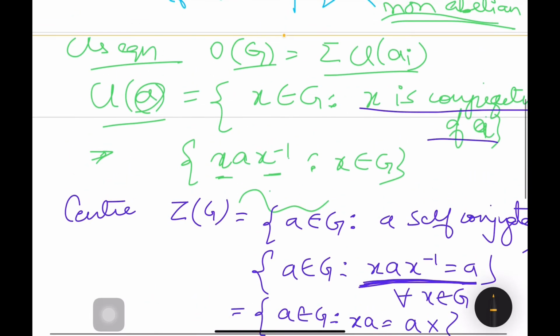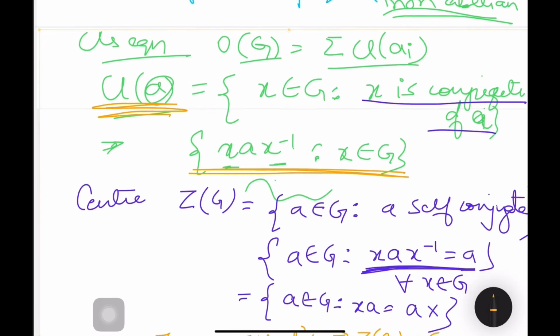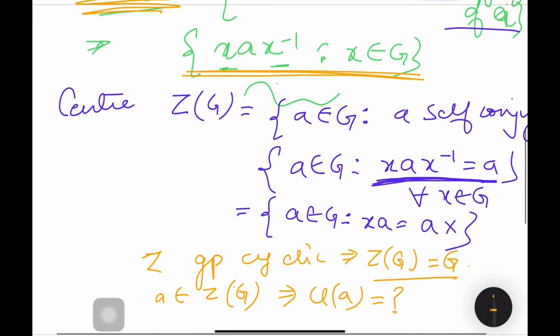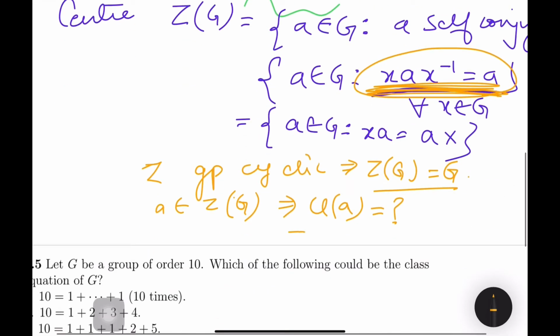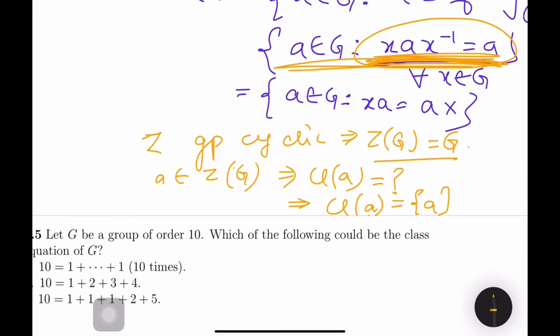So in that case, what can you say about the class of every element? If we have an element which belongs to the center of the group, then what will the class of A be? Isn't the class of A going to be itself only, and no other element will come in the class? Can you see that? Right? Because we are taking an element of the center, so the class is going to be the singleton A, right?